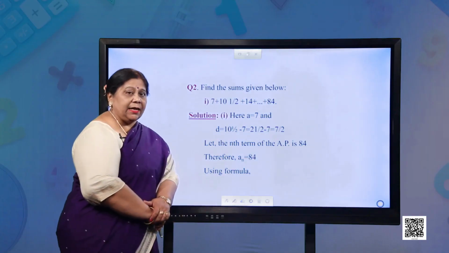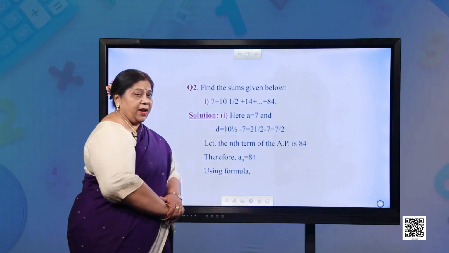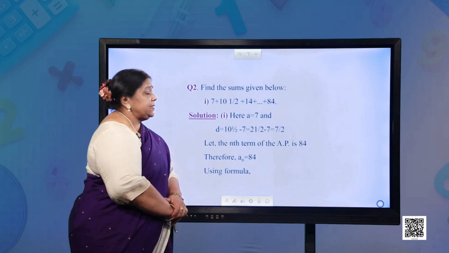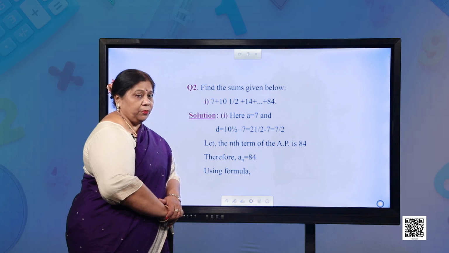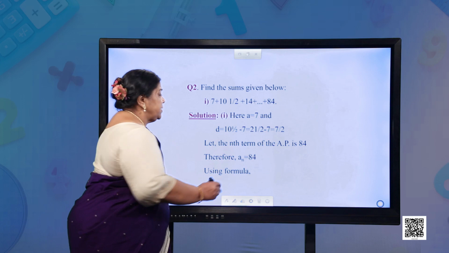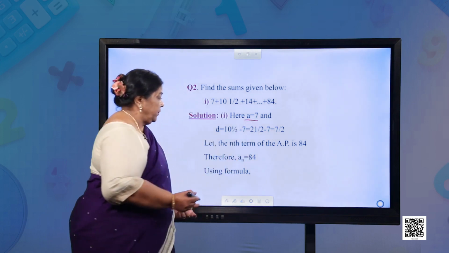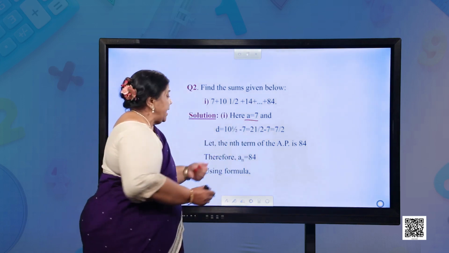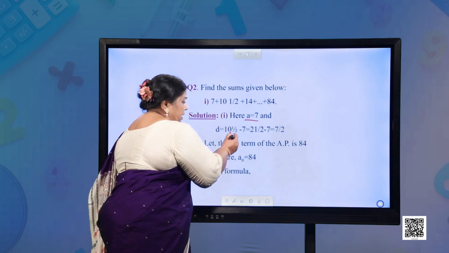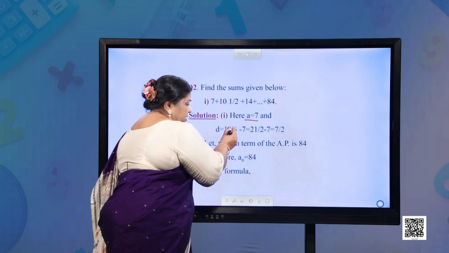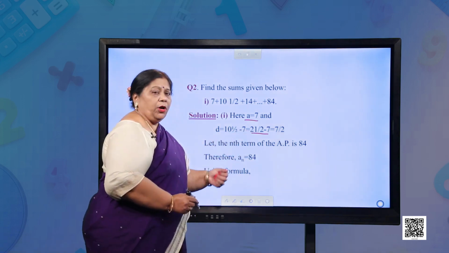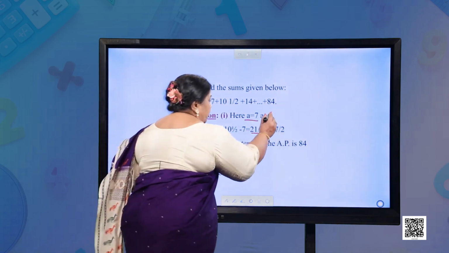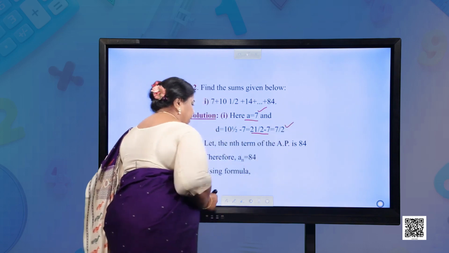Find the sums given below. Here you find that 7 plus 10 and half plus 14 plus so on plus 84. It is different from the previous question. See, here obviously first term is 7, d is again calculated as 10 and half minus 7, that is 21 upon 2 minus 7, that gives us 7 upon 2. So we know the value of a, we know the value of d.